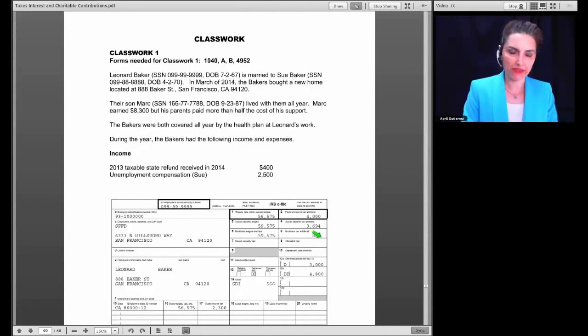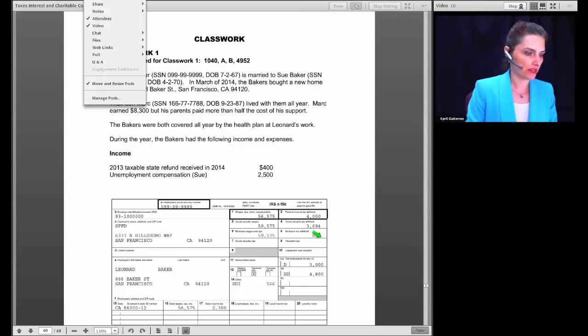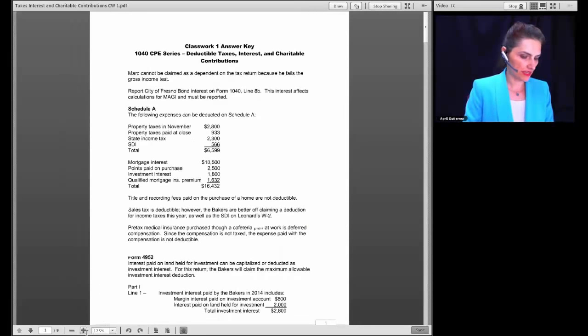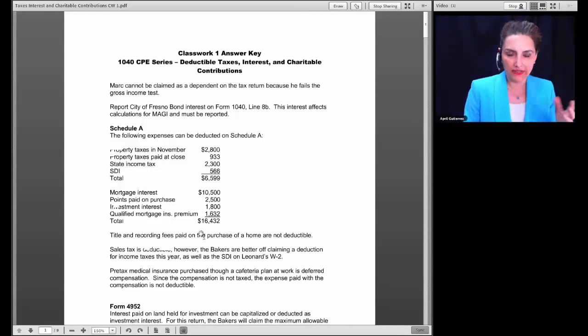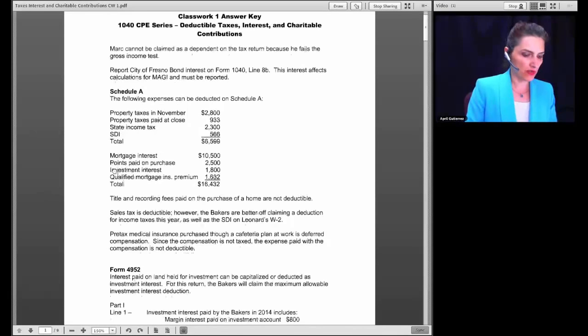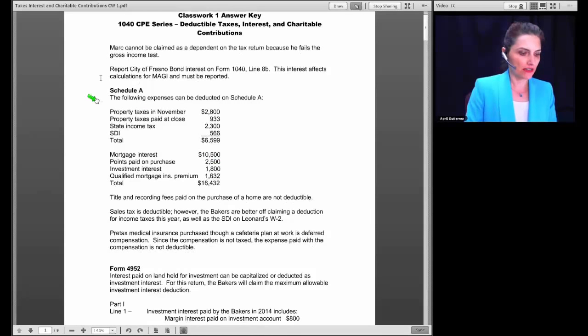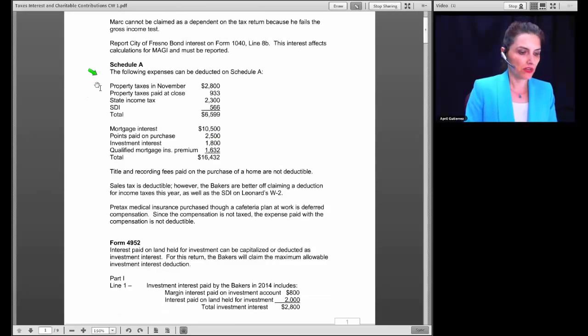I'm going to pull up the answer key now for the Bakers, and here is the answer key. It's written in a descriptive format first, and then we have the forms later on. What we're interested in is what can be deducted on Schedule A, why and how much, and I've listed those first. We're going to be able to deduct the property taxes paid in November.